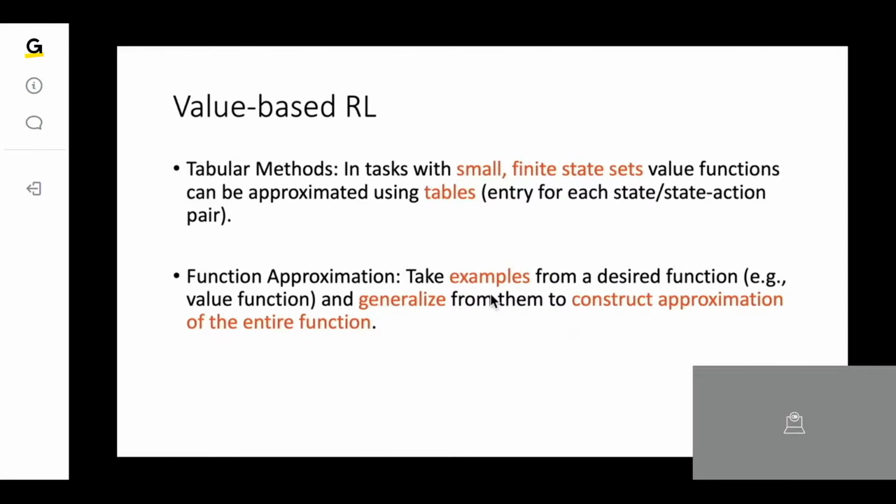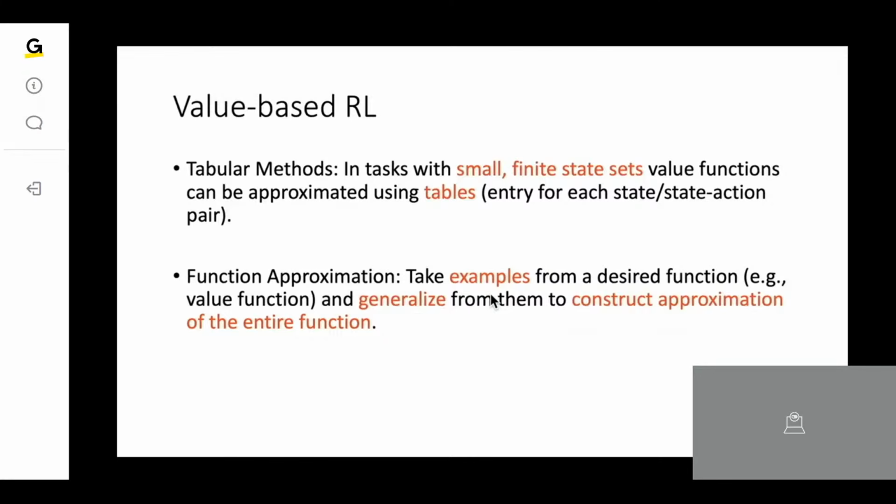But often in the real world, we don't have small or even finite state sets. State sets need not even be discrete; they can even be continuous. So in such a situation, we cannot possibly think of implementing value functions and these algorithms in the form of a table. That is where we need to resort to function approximation, which means that Q of S comma A is no longer a table, but is represented by, let us say, a neural network parameterized by weight vector W.